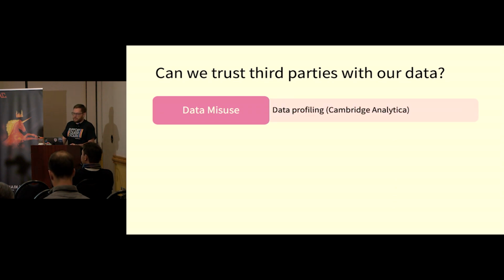One is data misuse. Here we can have data profiling, as in what was famous at the time, Cambridge Analytica. That was data that maybe shouldn't have been shared with a third party, right? We could argue as to whether or not they should have had access, but potentially the users didn't necessarily expect their data to be shared that way.